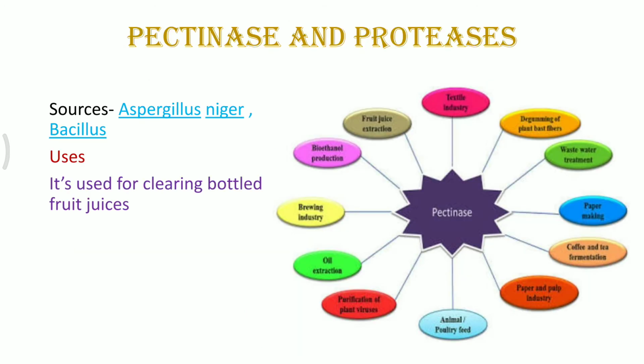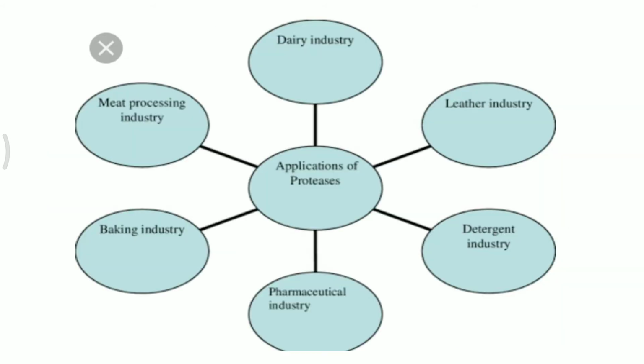Oil extraction industries also require pectinase, again sunflower oil or soybean oil or any vegetable oil, it is made from seeds or from plants. These plants will have an outer covering of pectin, and that can only be digested with the help of the enzyme pectinase. What about the proteases?